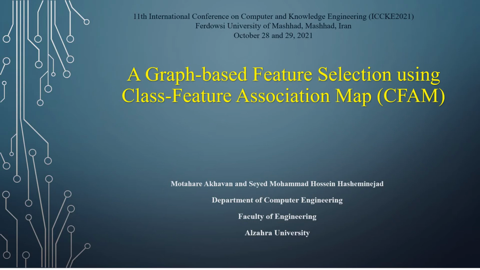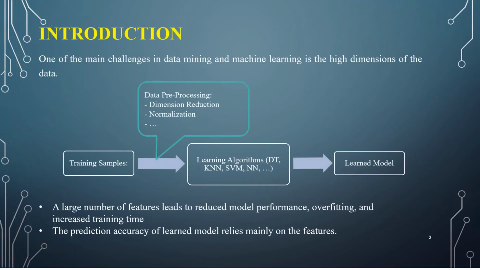And today I would like to present our recent work, which is titled Graph-Based Feature Selection using Class Feature Association Map, or CFAM. Before we get into our proposed method, I'm going to talk about the problem statement and the motivations behind our work. Today, the volume of data is constantly increasing, and one of the main challenges in data mining and machine learning is the high dimensions of the data, which is called the curse of dimensionality.